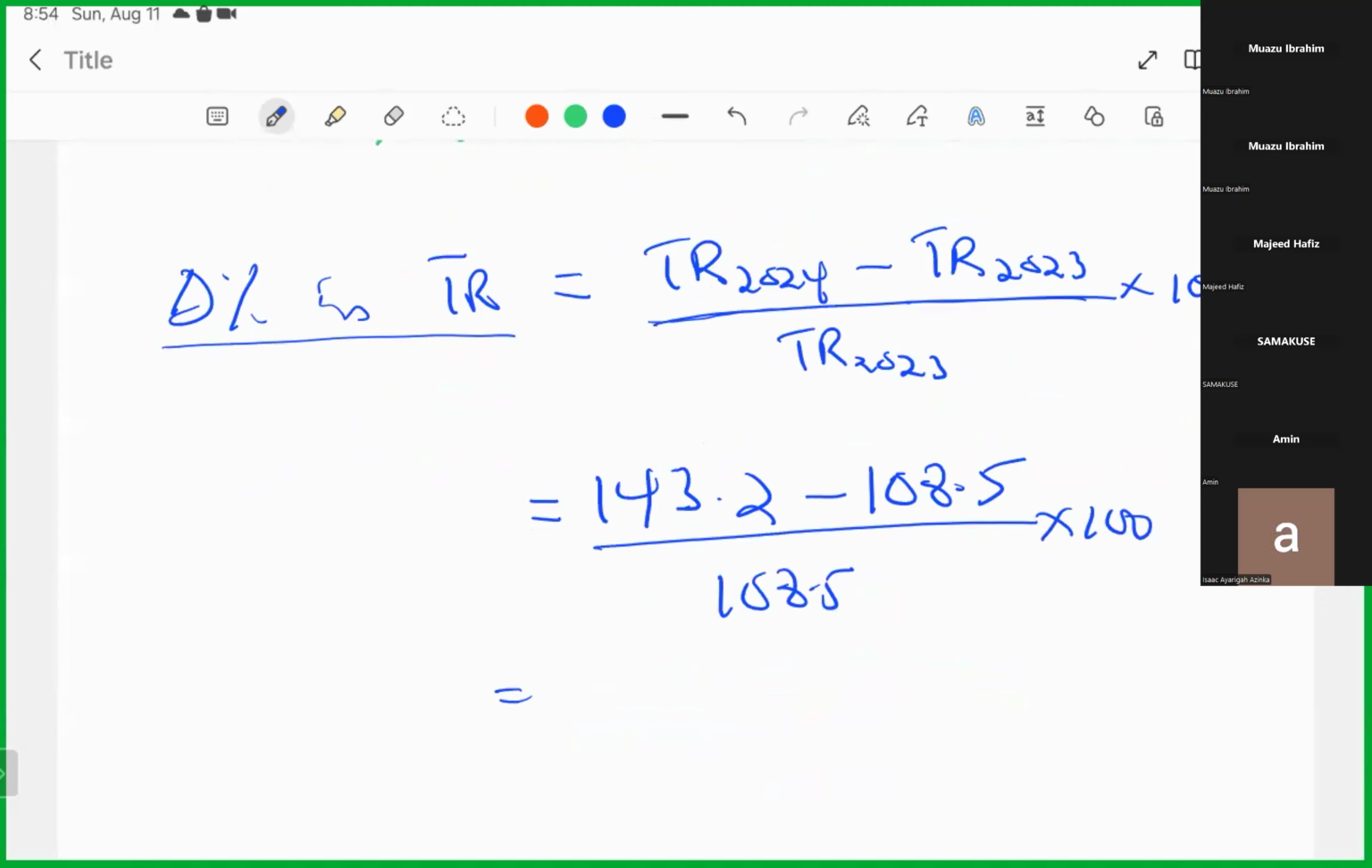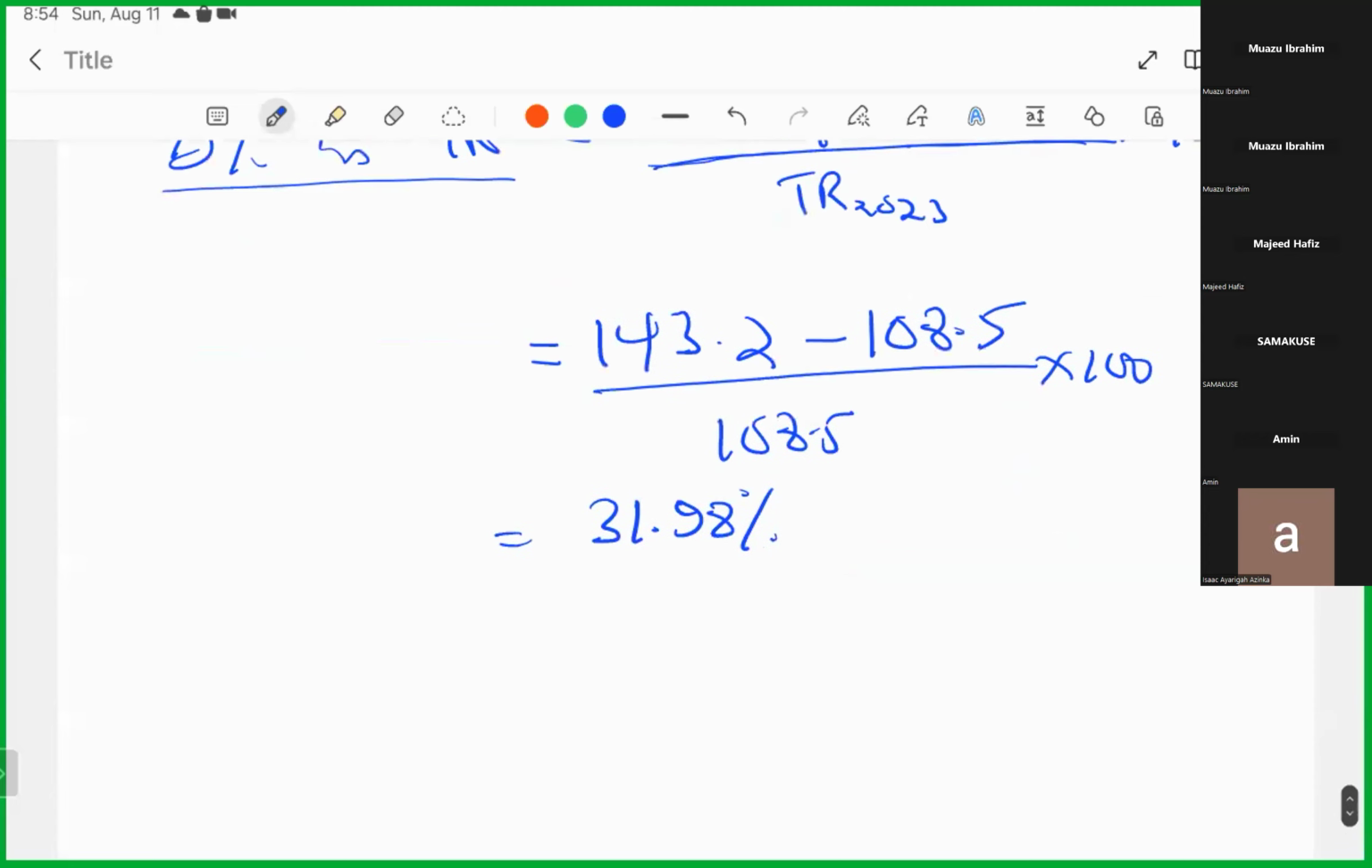So we are going to have 143.2 minus 108.5, is that not it? Divided by 108.5 times 100. Here you will get 31.98%. Good. So we do the same thing for the percentage change in the GDP.